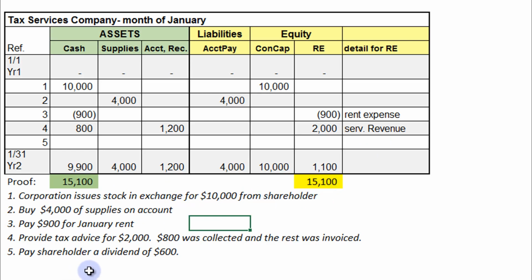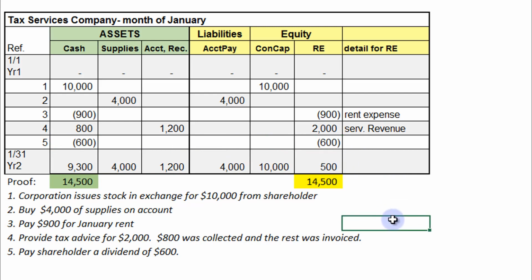And finally, the last transaction: the corporation pays shareholders a dividend of $600. We have cash involved. Again, cash goes down $600, and dividends are a distribution of profits to shareholders, so they reduce retained earnings. At the end of the month, we have $9,300 in cash. Total in retained earnings is $500. We would report net income of $2,000 minus $900, $1,100, but we know that's incorrect because, as I said earlier, it's very likely that we use some of these supplies.